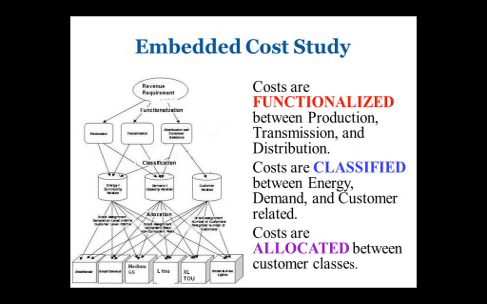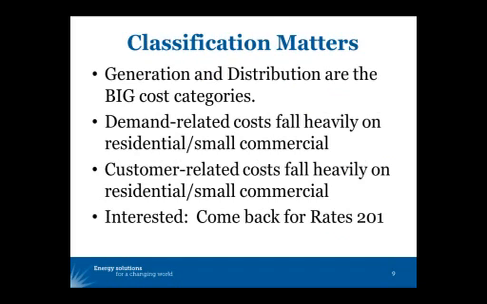Now, classification really matters. Generation and distribution are the big cost categories. If costs are classified as demand-related, they tend to fall more heavily on residential and small commercial customers. And if costs are classified as customer-related, they tend to fall most heavily on residential and small commercial customers. So in rate cases, the classification deliberations are often among the most strenuous in a rate case, with different classes of customer representatives arguing for different methodologies.